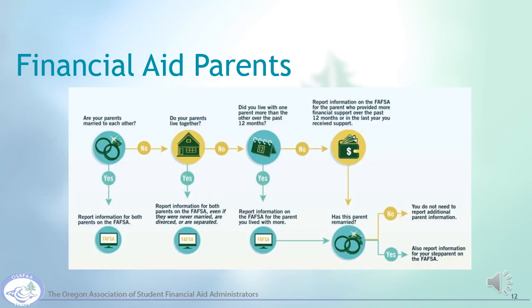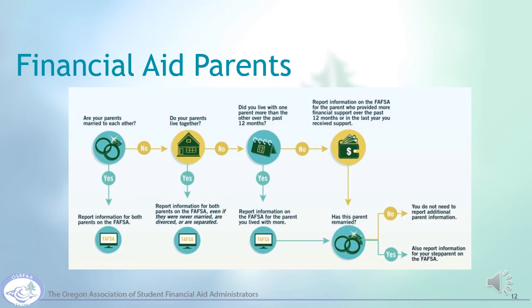This graphic helps illustrate how you determine the parental information needed on the application. Remember, the financial aid rules for parent are very specific and may be different than what the student or parent is expecting. It's important to follow the financial aid rules when determining what parent information is reported on the FAFSA or ORSAA.